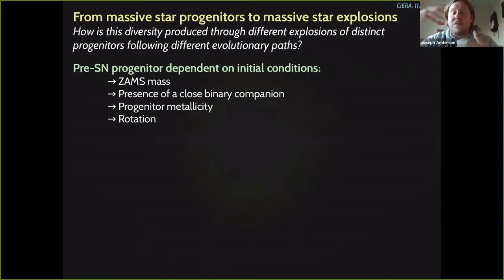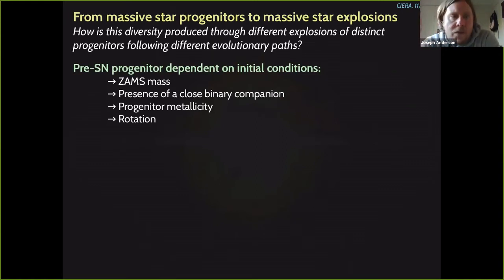Supernovae are very useful for understanding many other areas of astrophysics because they're so bright and we can observe them to large distances, etc. But actually observing the supernovae themselves, we want to know what type of star explodes as what type of supernova. We observe this diversity even within the classes, and so the question is, how is this diversity produced through different explosions of different progenitors following different evolutionary paths?